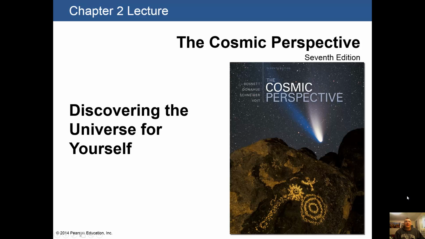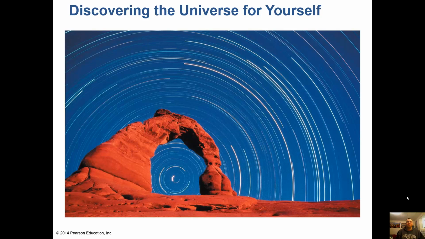Alright, welcome back everybody. This is chapter 2 on the cosmic perspective, discovering the universe for yourself. And so here in our first image we have a picture of some star trails. I don't know where this is, maybe Arizona, with the red rocks there. And what you see in the middle of that formation is the pole star Polaris, the North Star. And probably a 5 or 6 hour long exposure here of the stars. And they all go around the pole star.